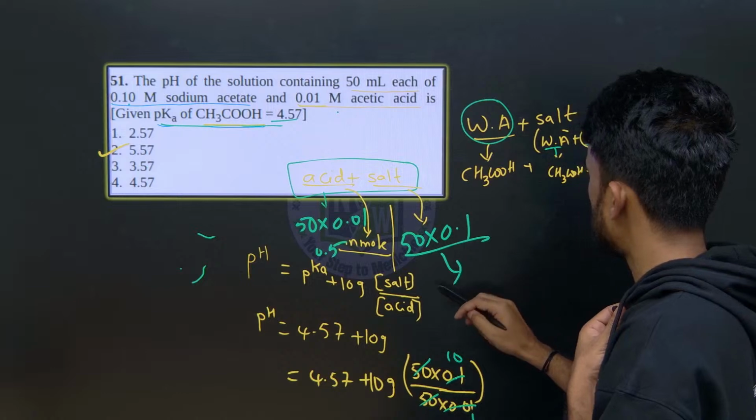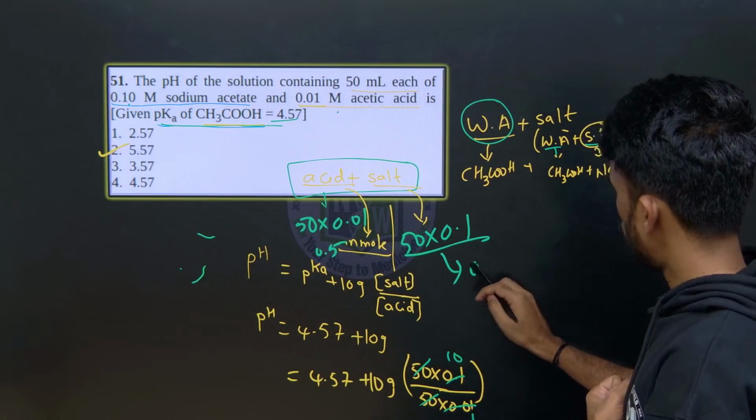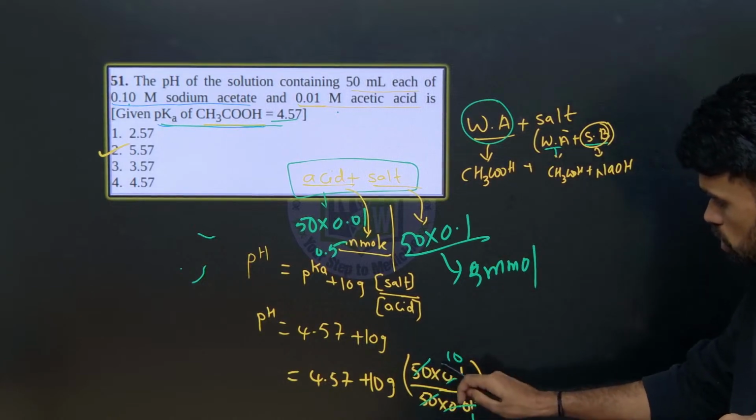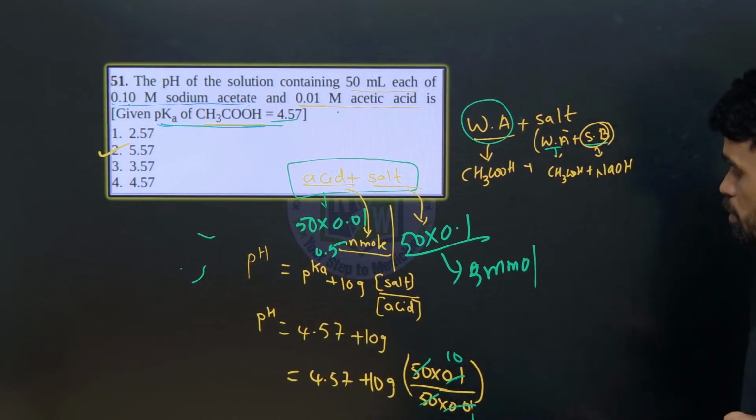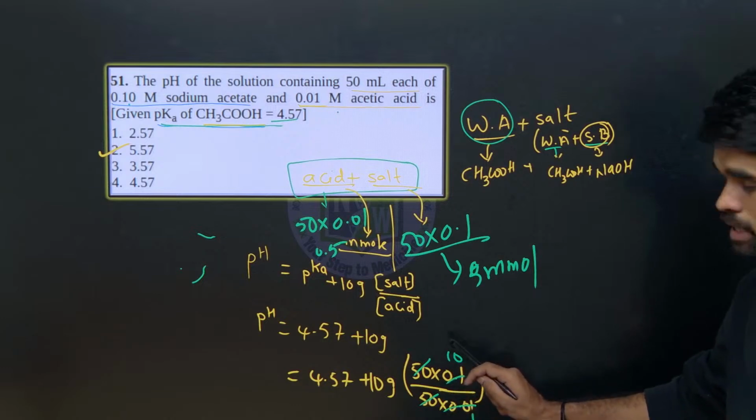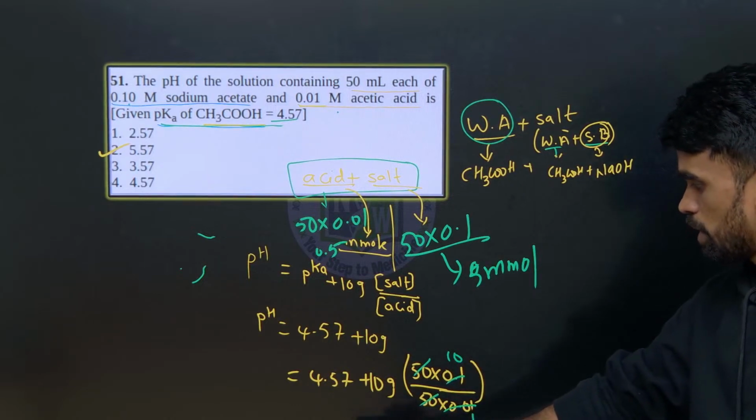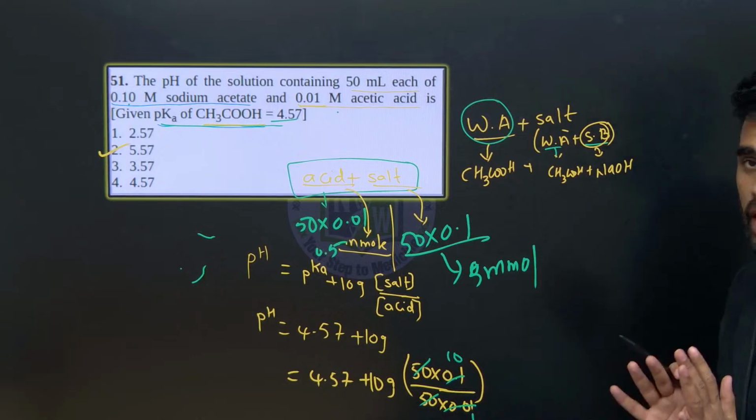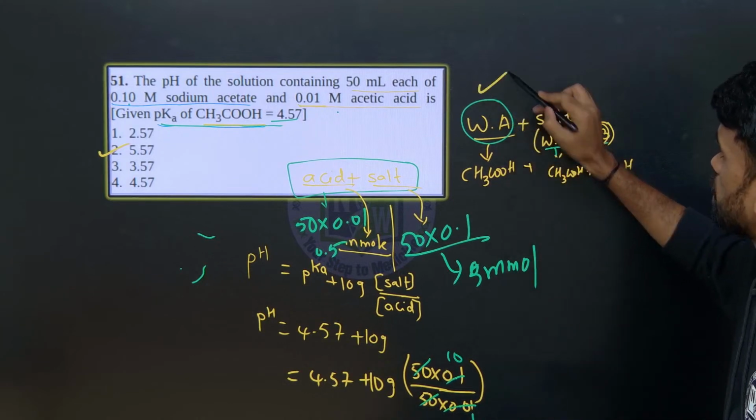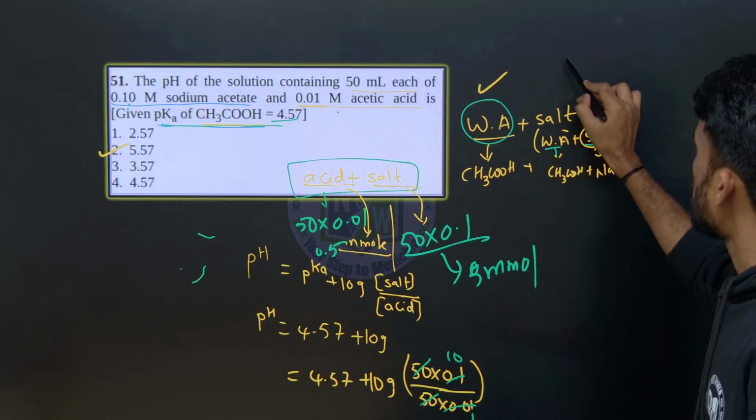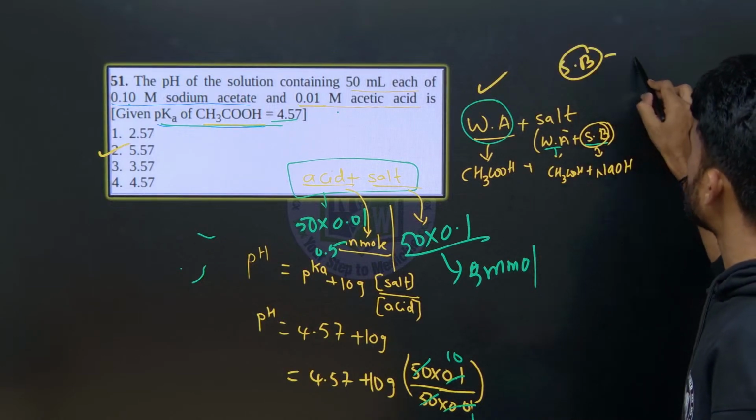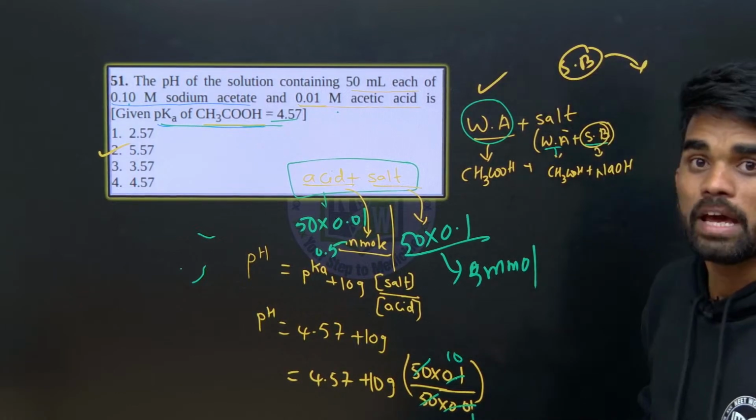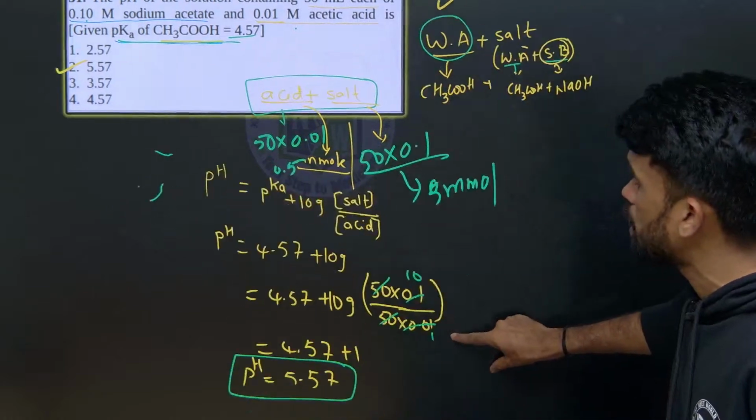So what is the resultant we will be getting? 5 millimole salt. So that is what I have written. So if you simplify this, 5 by 0.5 we will be getting, that is nothing but 10. Log 10 is 1. 4.57 plus 1, that will be 5.57. So this will be the answer. Okay, I hope it is clear. Always take weak acid more than the strong base, therefore the resultant solution formed will act as an acidic buffer.